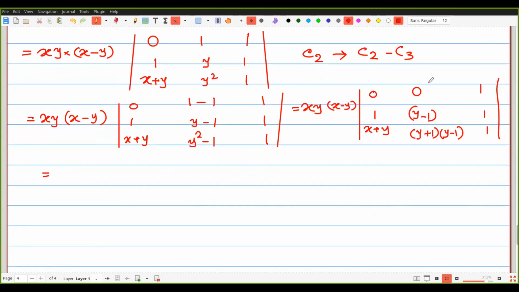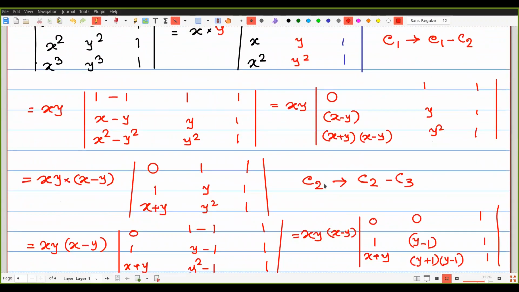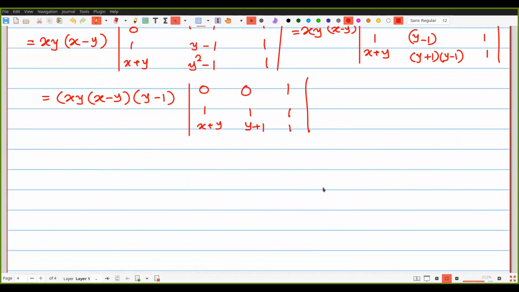Once again, we can check in the second column, there is a common element, y minus 1. So we are taking it common. So that is y minus 1. First column 0, 1, x plus y. Then 0, 1, y plus 1. Then 1, 1, 1. Now look, already we have minimized the total determinant into a very short form. So here we are simply expanding the determinant, and the expanded form is very easy.